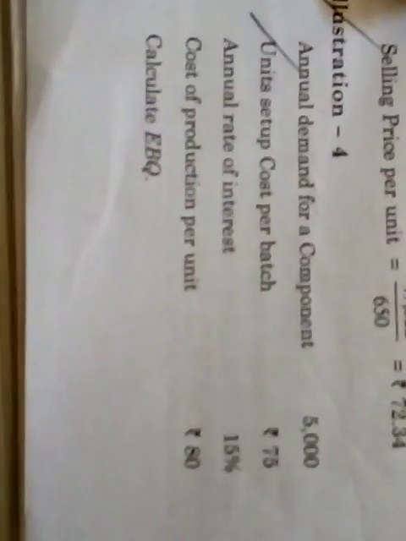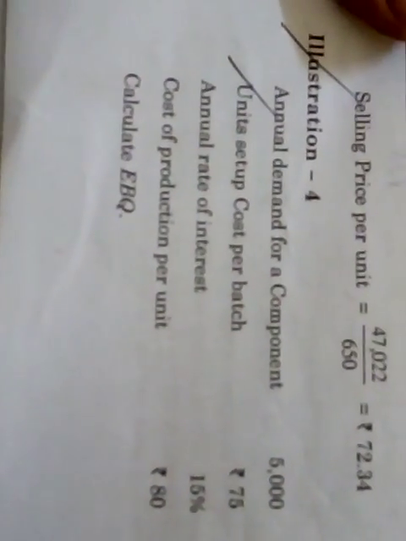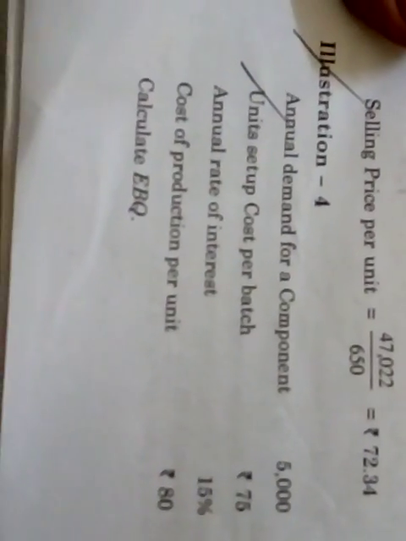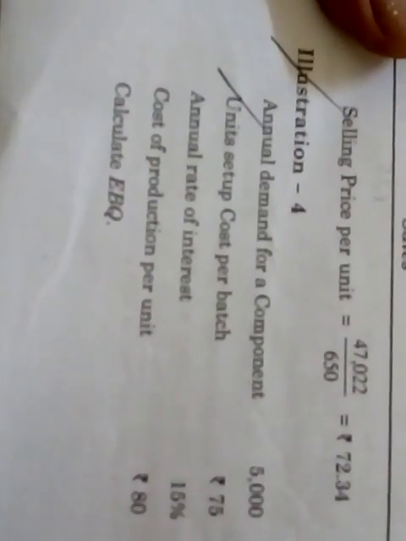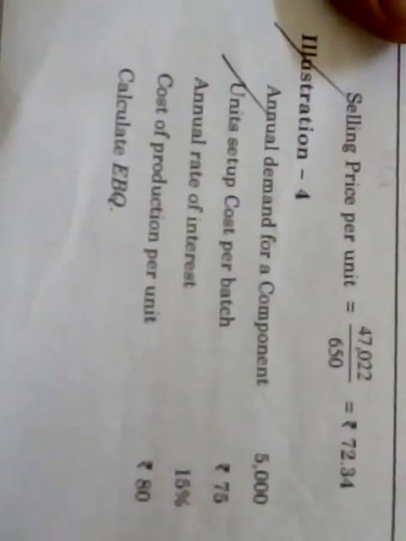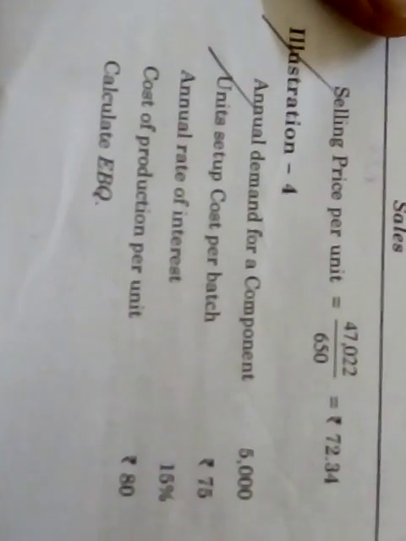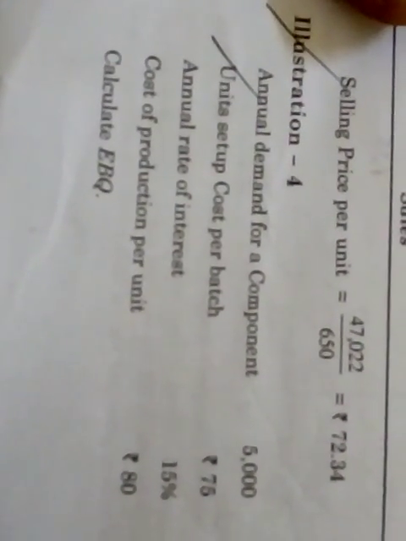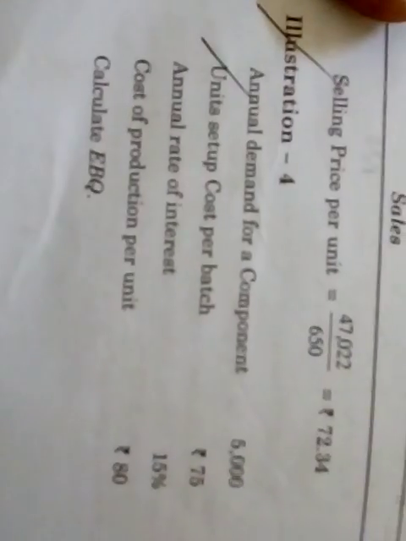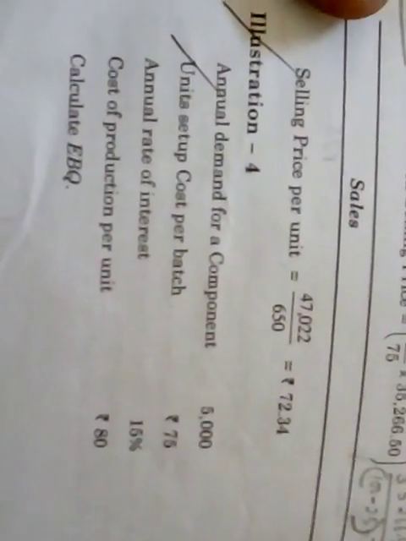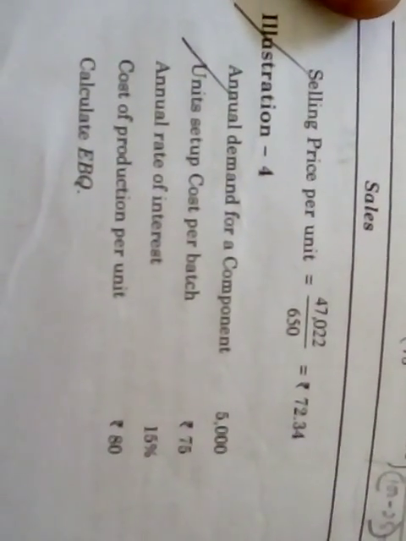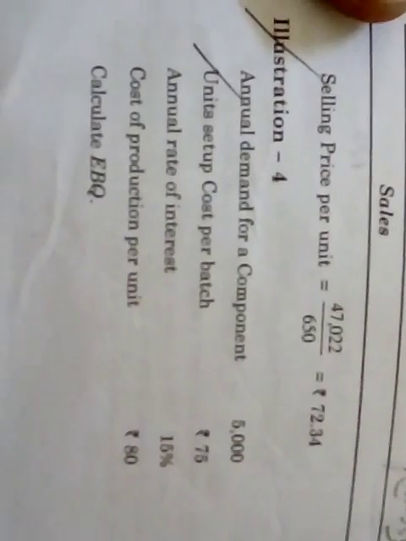This is for the illustration problem number 4, wherein annual demand for a component is 5000 units, setup cost per batch is rupees 75, annual rate of interest is given as 15%, cost of production per unit is rupees 80. So because rate of interest is given, we need to follow the second formula. This calculation can be done.